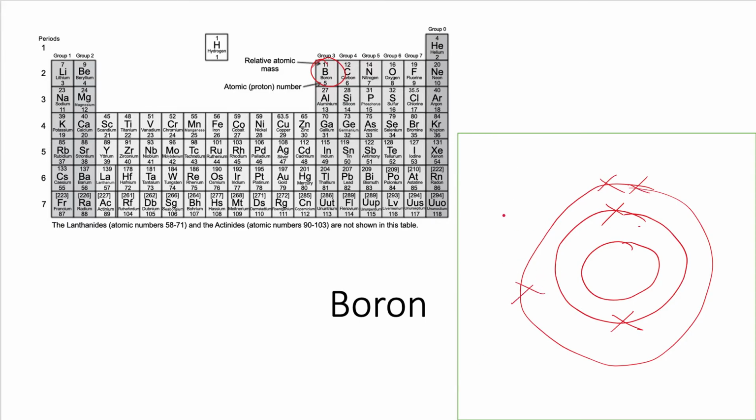If you wanted to, we can also do the protons and neutrons in the nucleus. So it will have 5 protons, 1, 2, 3, 4, 5, and it will have 6 neutrons. 11 subtract 5 is 6, so we can draw 6 neutrons. And that is the electronic structure of boron.